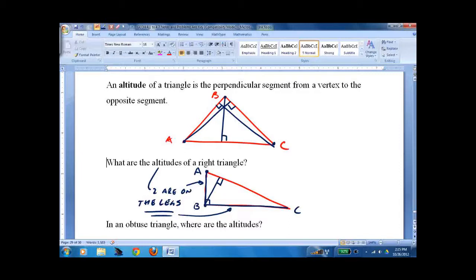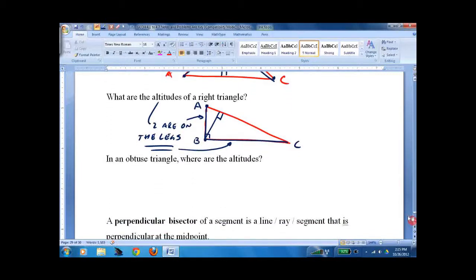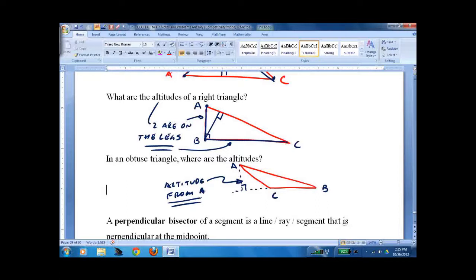If you are in an obtuse triangle, you might have to actually go outside the triangle to get perpendicular. So you'd have to extend this line and extend a line down, and that would be the altitude from A. This bothers a lot of people because they say, well, how can it be outside the triangle? Nobody said it had to be inside the triangle. It just starts at the vertex and it's perpendicular to the other side. An obtuse triangle, that'll put it outside.